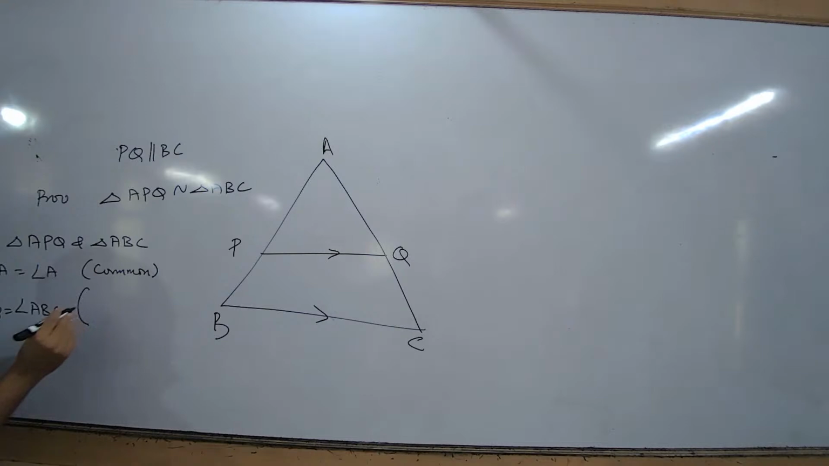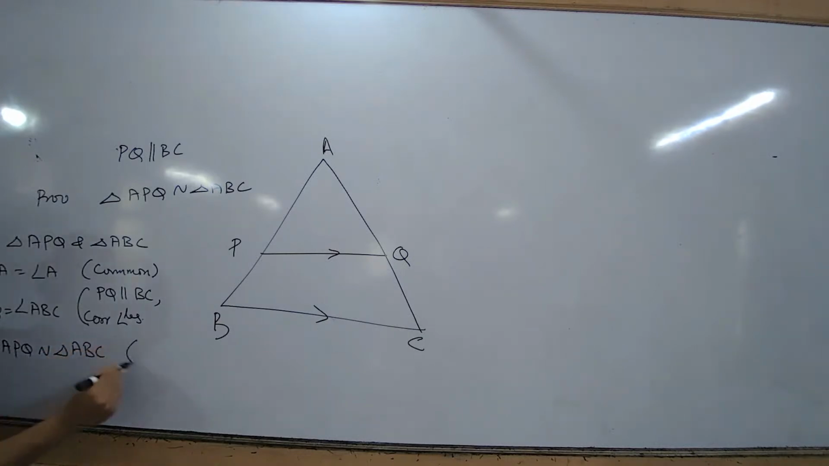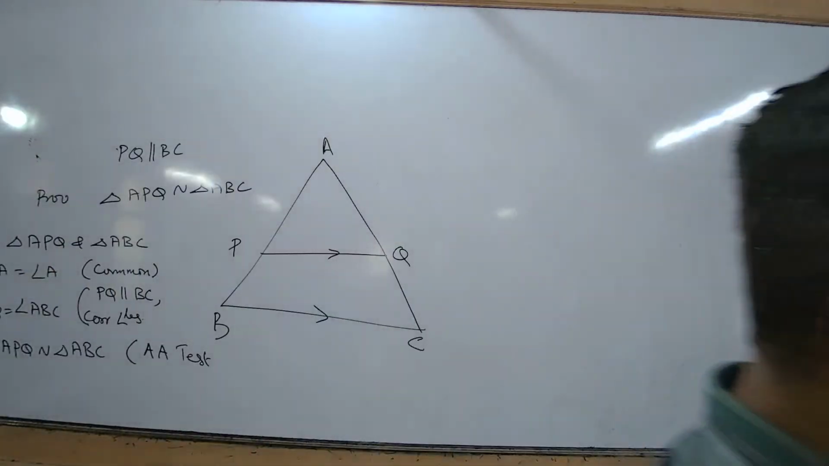Reason. Who said alternate interior angle? Corresponding. Reason: PQ parallel to BC, corresponding angles. Because of the parallel, corresponding angles. Are you followed? Therefore, triangle APQ is similar to triangle ABC. Reason is AA criterion or AA test of similarity. This much should be written.